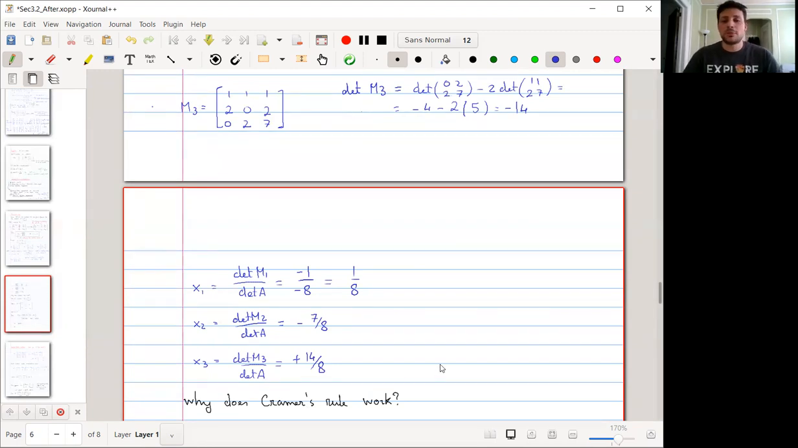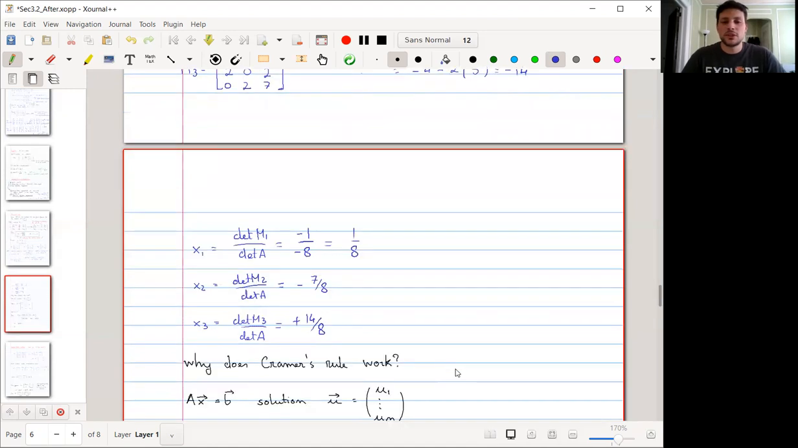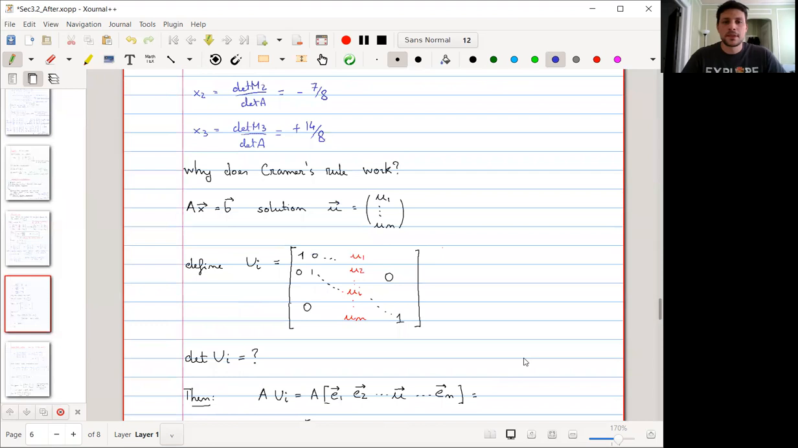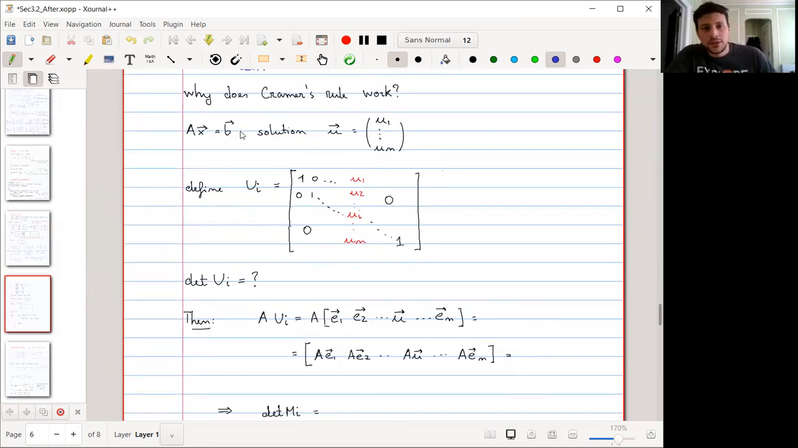Okay, that was an example of an application of Cramer's rule, but let's have a look at why this rule should work. And here's the reasoning. The setup is AX equals B with solution U1 through Un. To convince you that this will work, I define this new matrix Ui, which is obtained from the identity with the ith column replaced by the vector U. So I will just stick the vector U in there.